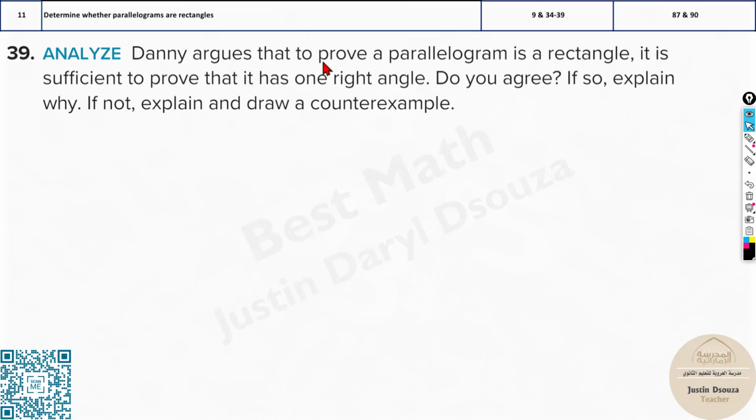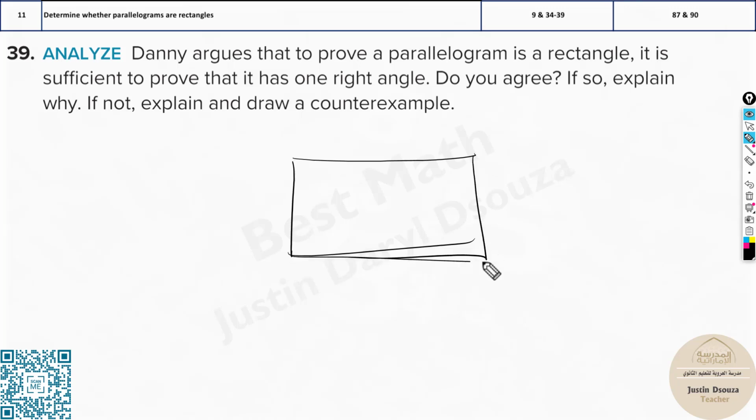Danny argues that to prove a parallelogram is a rectangle, it is sufficient to prove that it has only one right angle. Okay, do you agree? Yes, of course. Why? Just imagine this rectangle. This is a quadrilateral or parallelogram. You have one 90-degree angle. Then what's going to be this? It's going to be 90, right? It's 180 minus 90. Then the opposite angles are equal.